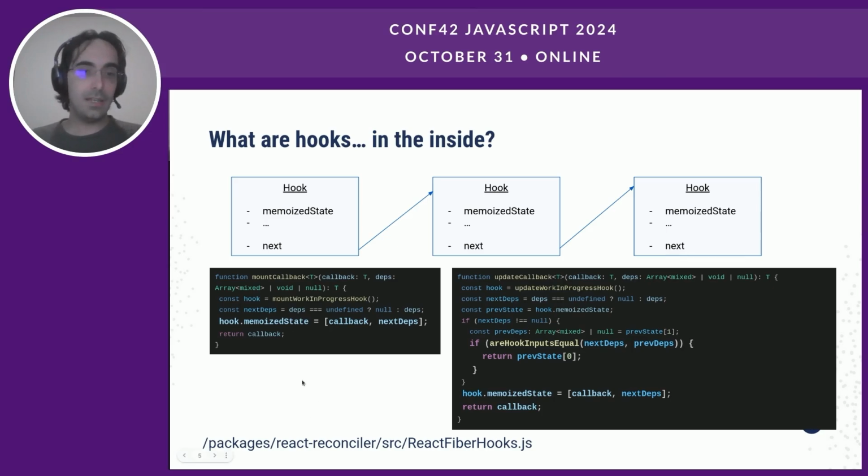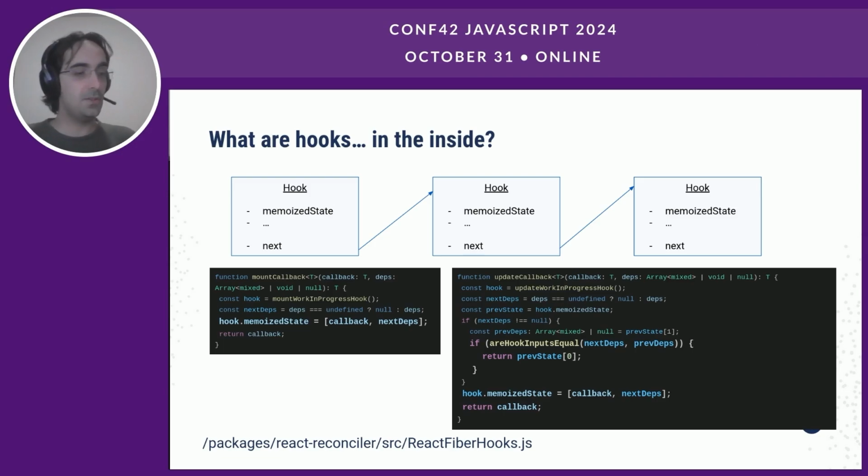So you can see here that we are memoizing the state on the mount call. We just put the callback and the dependencies there, and that's it. And on the update call, what we do is check if the dependencies are the same. If so, return the previous state. If not, store the new values and return the new value. And that's it. That's what hooks are.